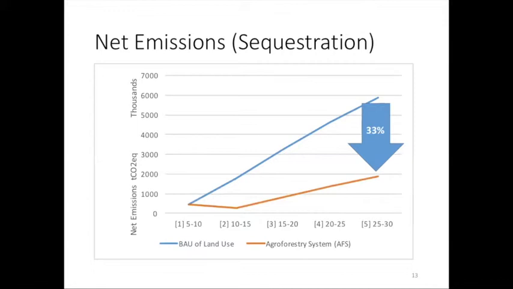So the net emissions are presented here in this plot, showing that by replacing slash and burn with agroforestry systems, we can reduce up to about 30% of the emissions that are in the business as usual scenario.